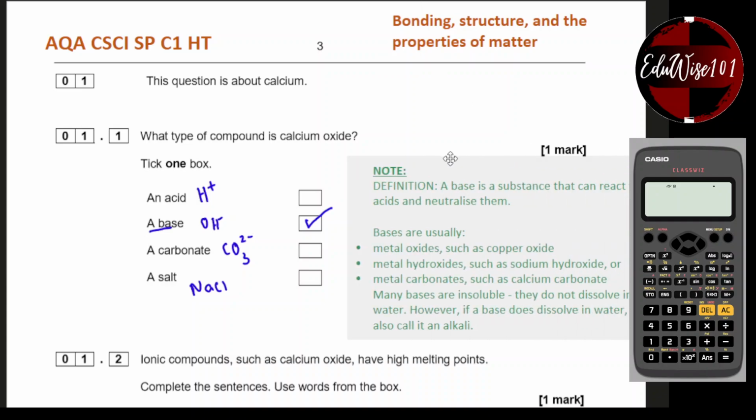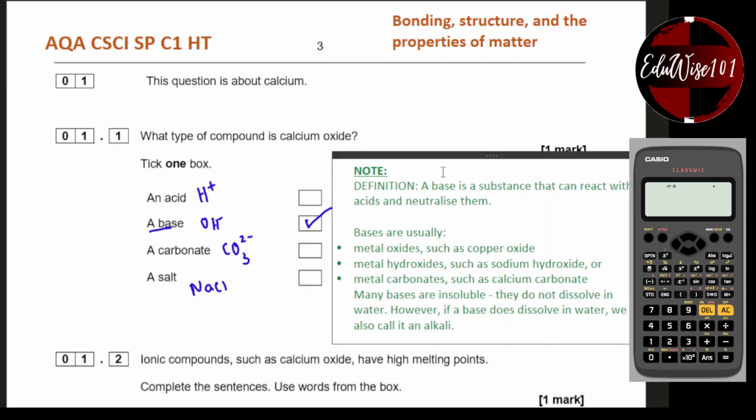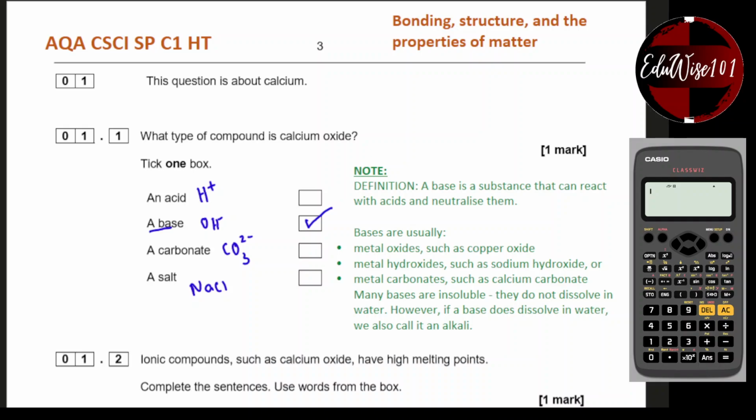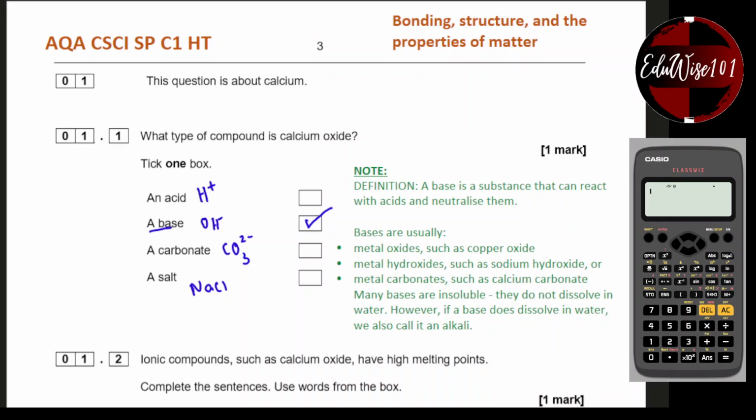So let me give you some notes here. There you go. Right. So by definition, a base is a substance that can react with acids and neutralize them. Bases are usually metal oxides, such as copper oxide, calcium oxide. It can be metal hydroxides, such as sodium hydroxide, or metal carbonates as well, such as calcium carbonate.